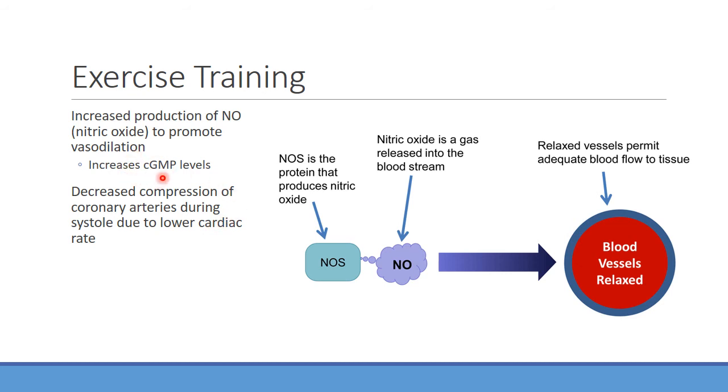So typically when you increase cyclic GMP, that's going to have vasodilatory effects on the smooth muscle in the vasculature for the most part. So again, you have decreased compression of the coronary arteries. The way the blood flow to the coronaries works is that you have decreased compression of the coronary arteries during systole, and that occurs due to the lower cardiac rate. But again, cyclic GMP stimulates this nitric oxide pathway, and you're going to end up seeing dilation occur here.